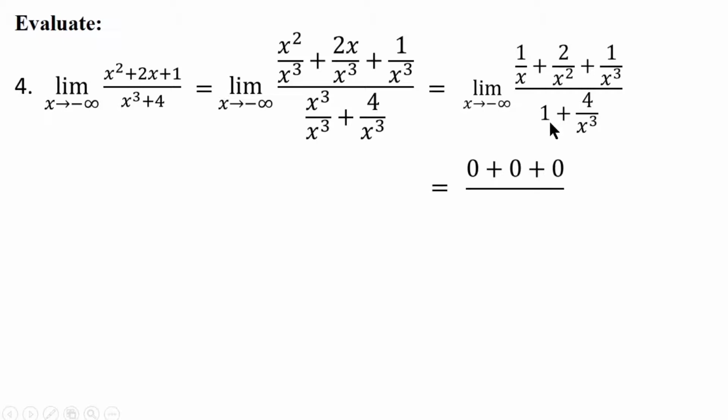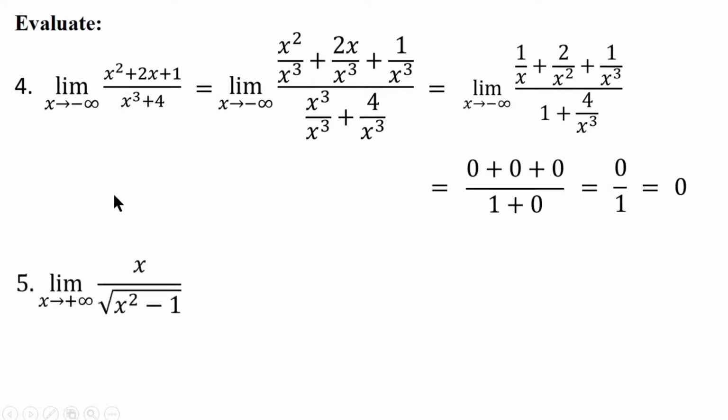Over the limit of 1, which is 1, the limit of a constant, plus the limit of 4 over x cubed, which is 0. So 0 plus 0 plus 0 is equal to 0, over 1 plus 0 is 1. And 0 divided by 1 is 0. And this is the limit of this function.